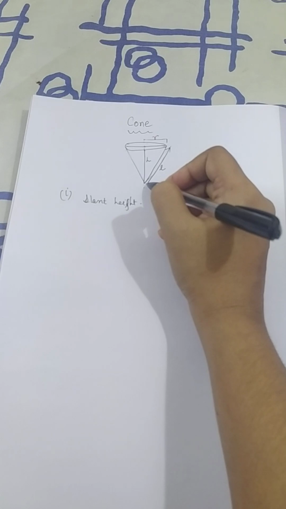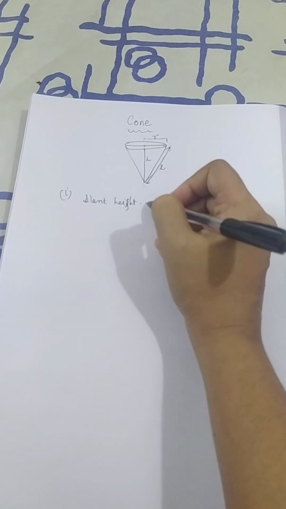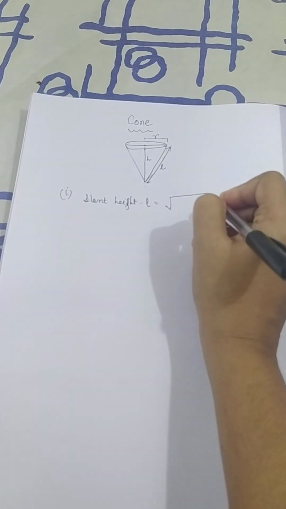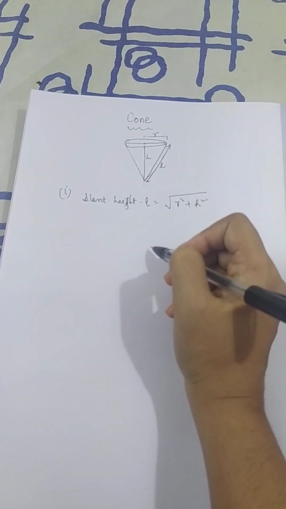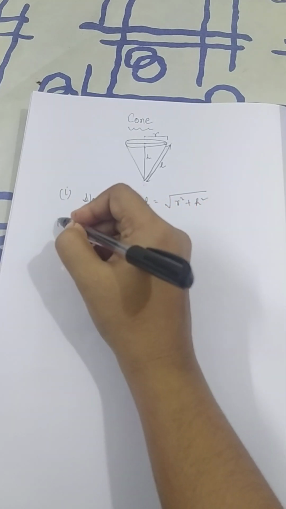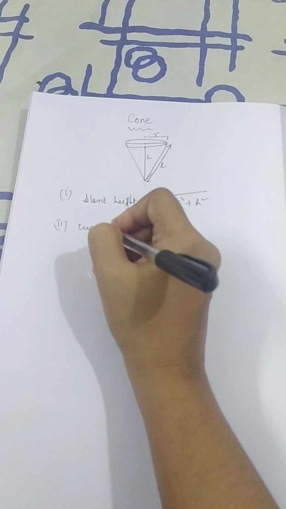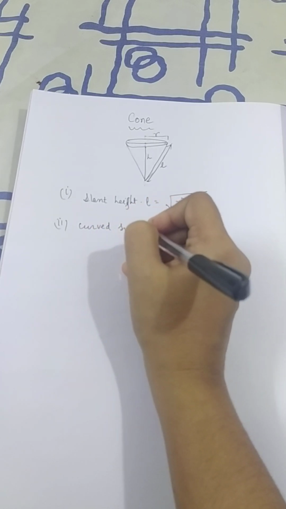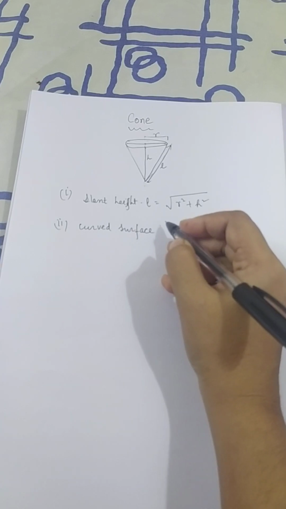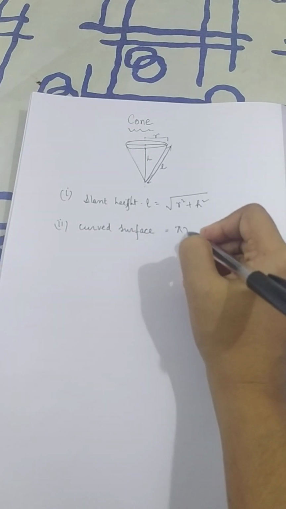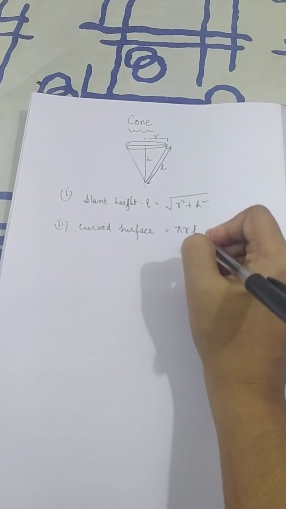What is the formula of the hypotenuse? Hypotenuse is equal to root over base square plus height square. So here also the same: L is equal to root over r square plus h square. That's it. Now the curved surface. Only the curved surface we have to consider; no circular part will be taken into consideration. Then it is pi r L.